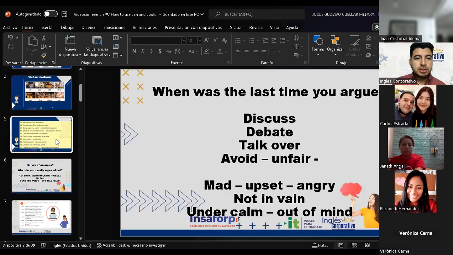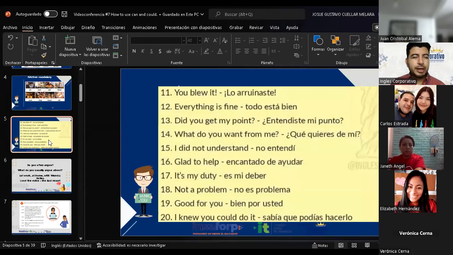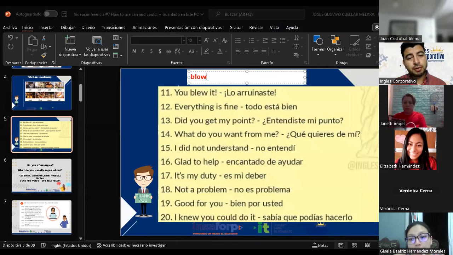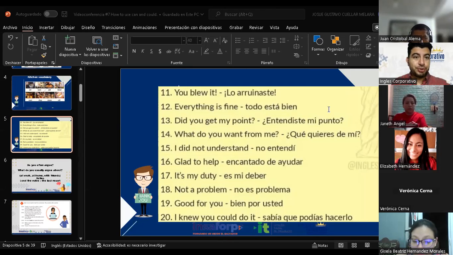Okay, my friends, we're going to continue with these useful phrases. You blew it. Blew, como decir azul, blew it. Lo arruinaste. Blew es el pasado de blow. Blow significa soplar. For example, when a person is on his or her birthday, the person blows the candles, sopla las candelas. But blew is the past of blow, okay? You blew it, lo arruinaste, ¿verdad? Sí, la regaste, fallaste, okay? So here we have, everything is fine. Todo está bien. It's the contrary, right? You blew it. It's the contrary of everything is fine.